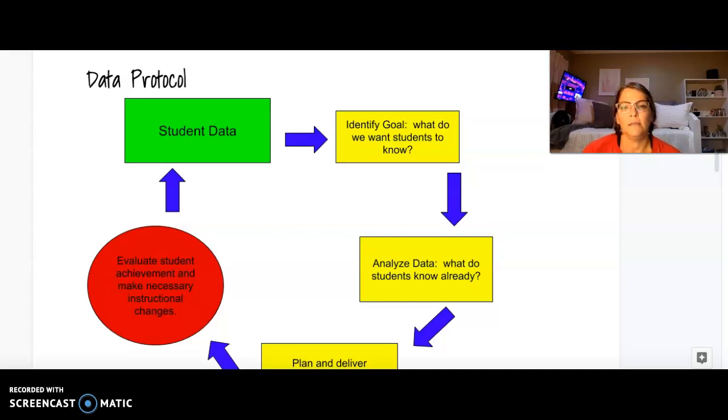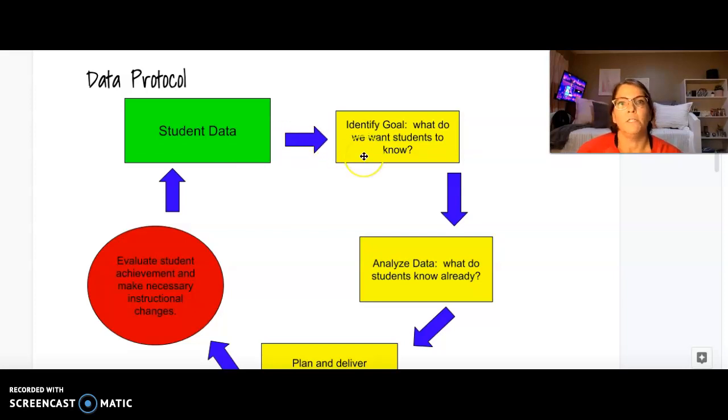It is color coordinated like a stoplight. So green meaning go, you would start with the student data. I would utilize Google Sheets and the formulas that we have learned to manipulate and import data that I was looking at for the specific topic or goal or subject that we're looking at.